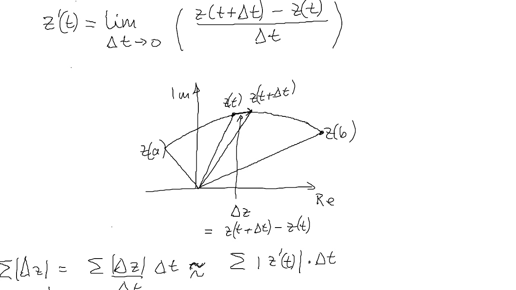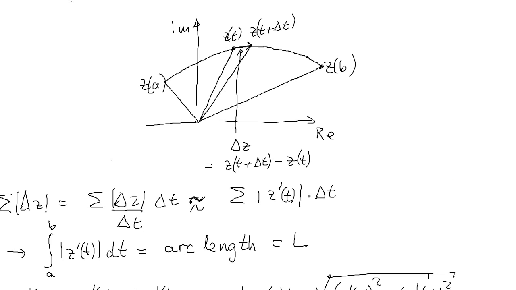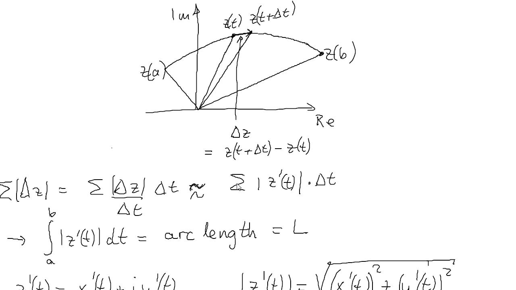And of course, this is only the case when the curve or the arc is differentiable. So that means that it's a smooth curve. We should come back to this afterwards. But now we also have to know that the summation of small elements like this, when delta t goes to 0, is converging to this integral. And this is the arc length of the curve.